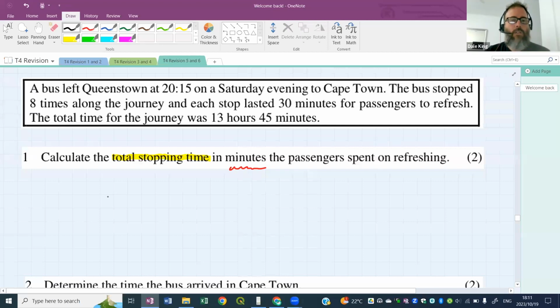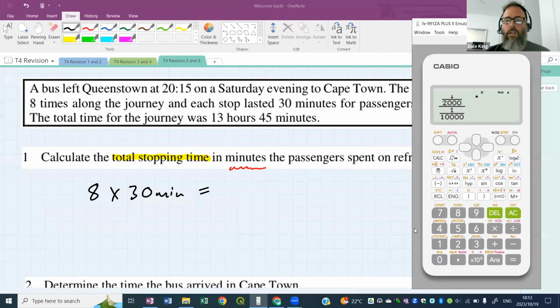All right, let's work this one out. Calculate the total stopping time in minutes the passenger spent on refreshing. So we got 8 times that they stopped. Each one was 30 minutes. Don't forget to write the units down. And we can get the calculator to help us with that.